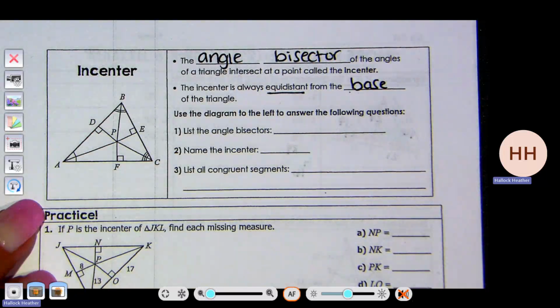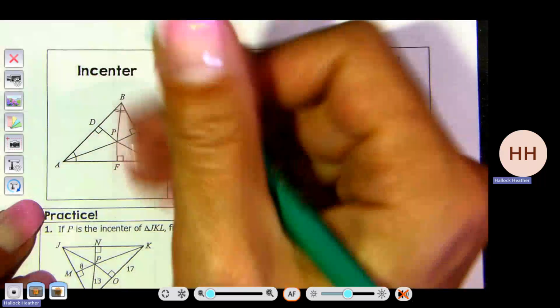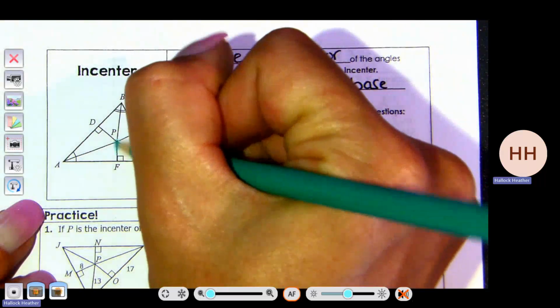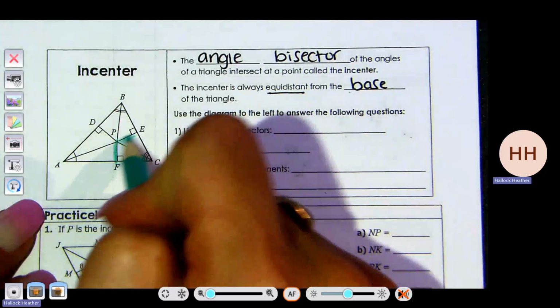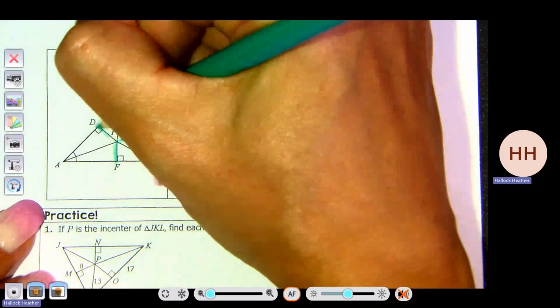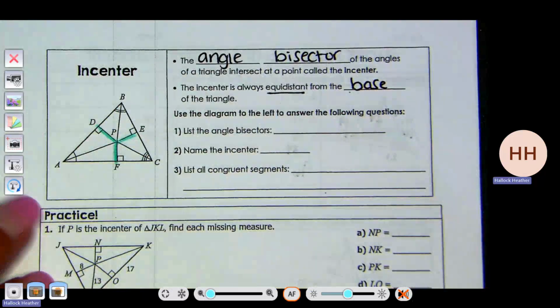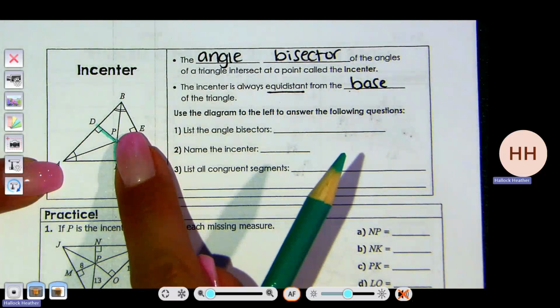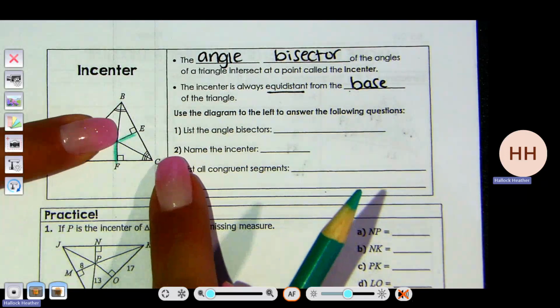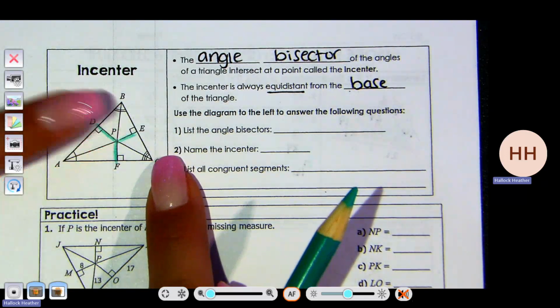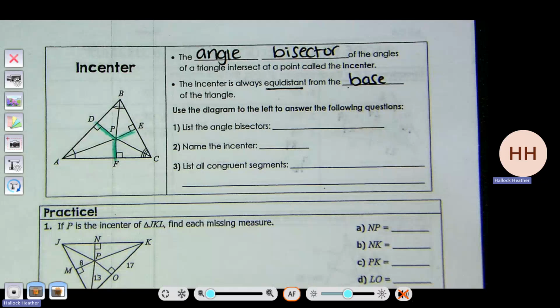I want you to pick a color, and we're going to say from P to F is congruent, P to E is congruent, and P to D is congruent. So if you look at your hypotenuses today, this hypotenuse, AP, is definitely longer than this side, P to C. That one's definitely shorter, so they are not congruent. Now it's the height that's congruent.